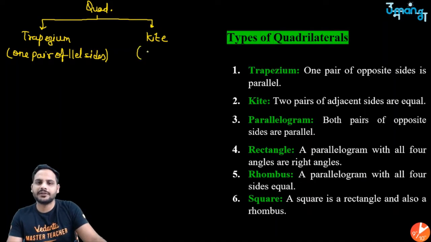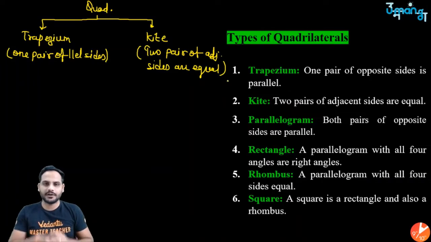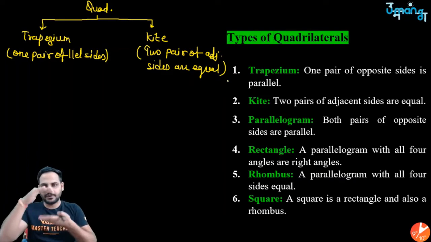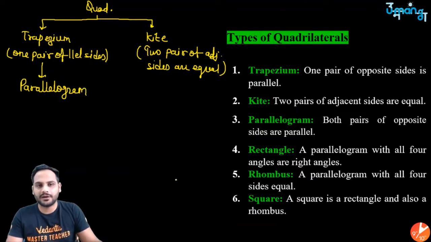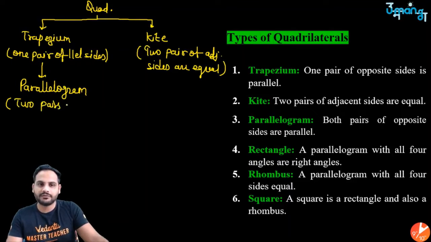And for kite, we want two pairs of adjacent sides equal. In a kite, two pairs of adjacent sides are equal. Got it? So with this definition, you can understand trapezium has one pair of parallel sides, and in a kite, two pairs of adjacent sides are equal. Then under trapezium comes one more type of special quadrilateral, that is your parallelogram. And in a parallelogram, we want two pairs of parallel sides.